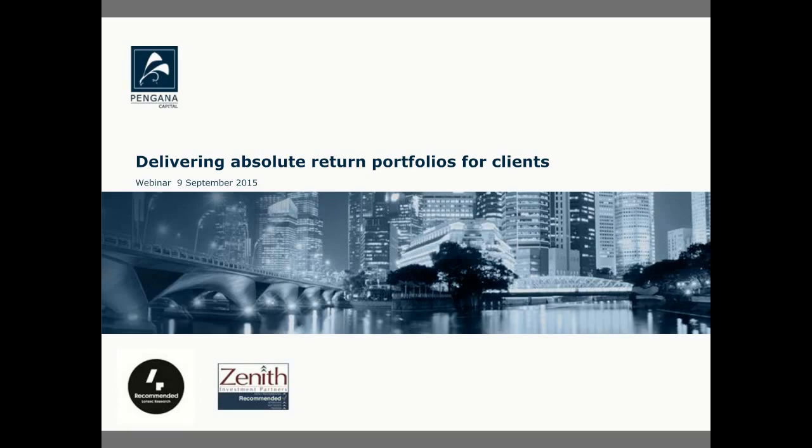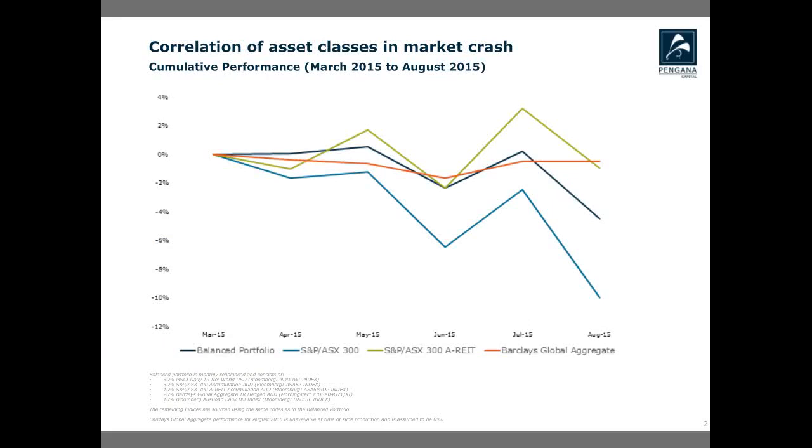If I just take you to the first slide titled Correlation of Asset Classes in a Market Crash, I think the relevance of this type of strategy for you and your clients is very topical given the performance and volatility of markets over the last 3 months and during 2015. This slide looks at the performance of the ASX 300, the A-REITs in Australia, the Barclays Global Aggregate Index in terms of bonds and credit, and then a balanced portfolio.